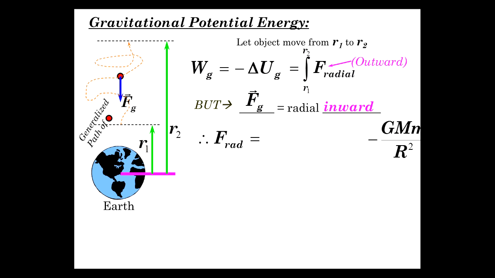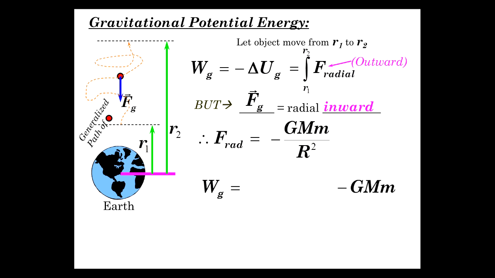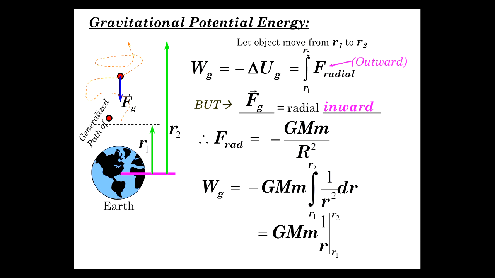Therefore, F radial, the radial force, is negative GMm over r squared. So it's oppositely directed to the radius itself as a vector quantity. Well then, work done by gravity is, this constant comes out, minus GMm, and then we have the 1 over r squared. We're going to integrate 1 over r squared from r1 to r2.